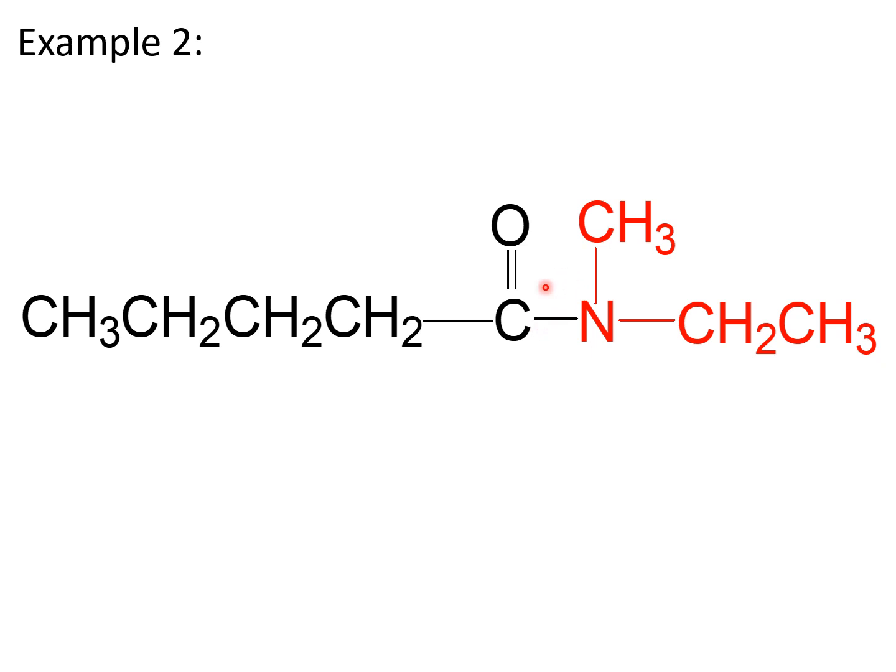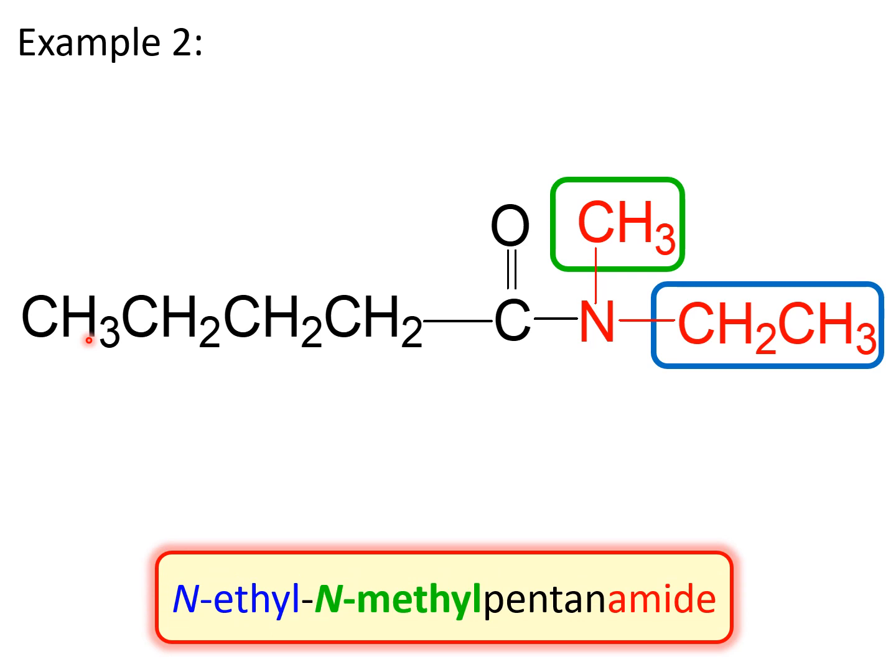Okay, the second example is similar, but I think the substituents will be different. You can see that this is separated by N, so you need to calculate carbon number 1 from here. C, 1, 2, 3, 4, 5. So the name of the parent should be pentanamide. Settle, and then we have to name the substituents. Usually we determine the substituent last, but we have to put the name in front of the parent name.